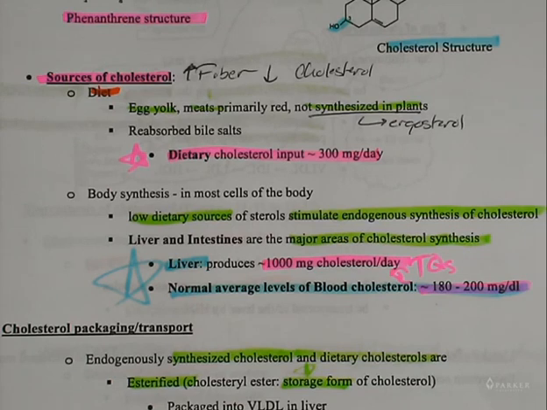Now, my argument is we're supposed to get 300 a day in our diet, and our liver produces 1,000 based on our dietary intake. So our liver should be able to downregulate and produce less cholesterol if you exceed that capacity. We want 1.3 grams of cholesterol a day. Now, that's not saying you can eat as much cholesterol as you want, but I eat a lot more than 2 eggs a day, and I have very good cholesterol. So it's not purely if you go over 300 milligrams a day, you have high cholesterol.